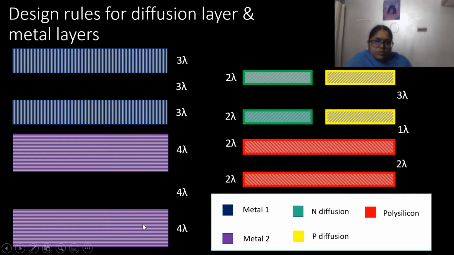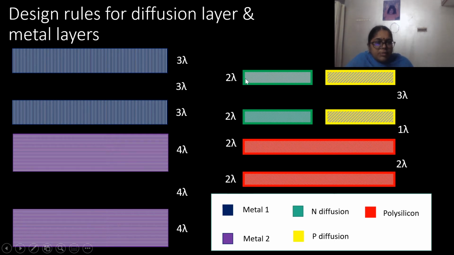The design rules for diffusion and metal layers are indicated here. When 2 metal 1 layers are used, you can see the width of each metal 1 layer should be 3 lambda. Spacing between any 2 metal 1 layers should also be 3 lambda. For the metal 2 layer, its minimum width is 4 lambda, and the minimum spacing between 2 metal 2 layers is 4 lambda.